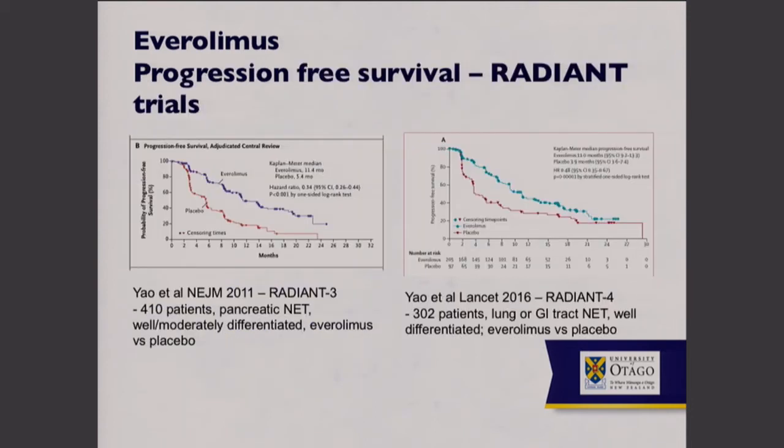So this is RADIANT 3, that one's RADIANT 4. RADIANT 3 was pancreatic NETs only. RADIANT 4 was lung or GI tract but not pancreatic NETs. They only used well differentiated in RADIANT 4, but moderately differentiated were included in RADIANT 3. These are generally non-functional tumours, so not patients that had carcinoid syndrome or another type of hormonal syndrome. In both cases, you get a 6 to 7 month improvement in progression-free survival.